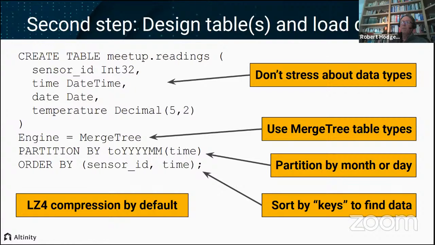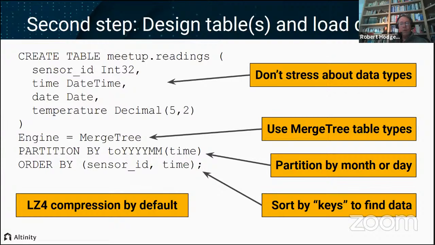You're aiming for something that gets you maybe a few hundred partitions. So, if you have a year's worth of data, doing it by day is great. If you have 10 years worth of data, doing it by month works pretty well. That would give you, in both cases, about 360 or so partitions.